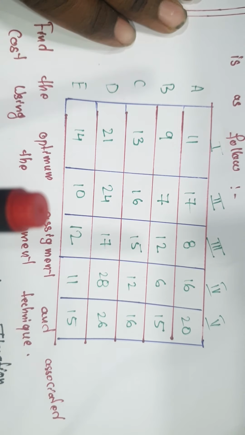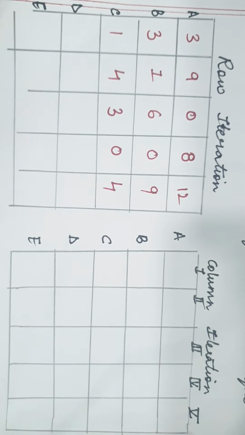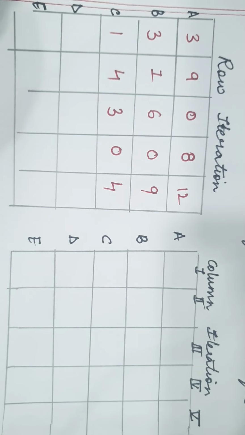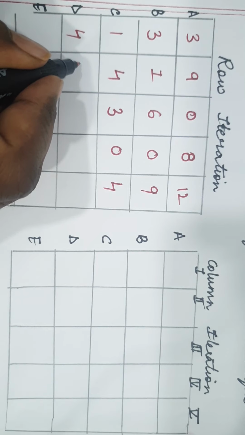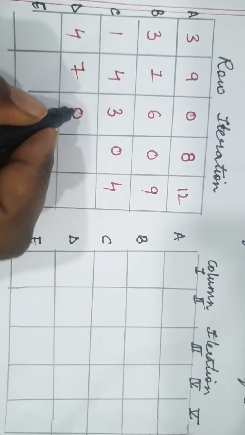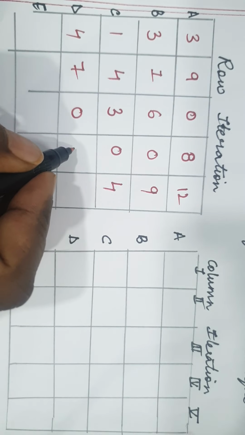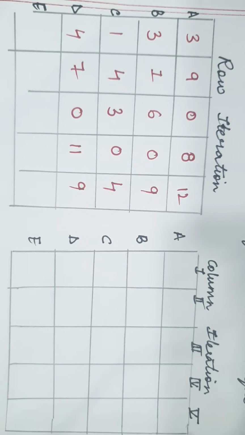If you subtract 21 minus 17, you will get 4. Next one is 24 minus 17, which is 7. Next one is 17 minus 17, 0. Then 28 minus 17, 11. And here you can write the 9.